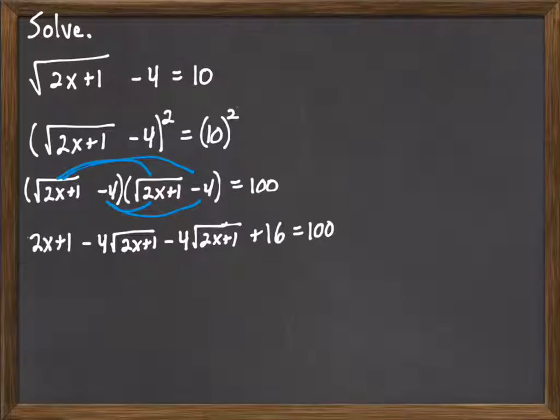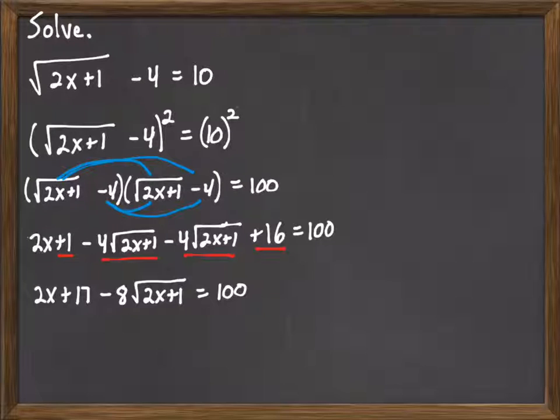Okay, and then we can see here that I have some like terms that I can combine. Nothing for the 2x to combine with, but I have the 1 and the 16, so I can get 2x plus 17. And then I have minus 4, square root of 2x plus 1, and another minus 4, square root of 2x plus 1. So if I have minus 4 of them and another minus 4 of them, then I have minus 8 of them. And that's equal to 100.